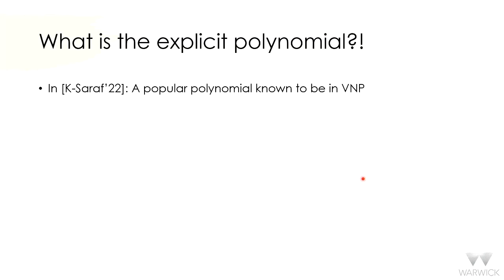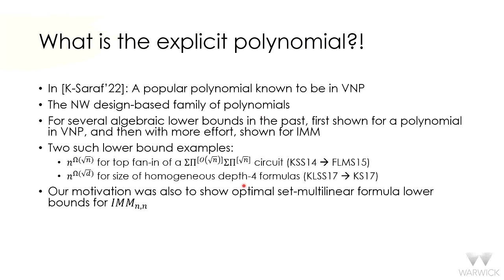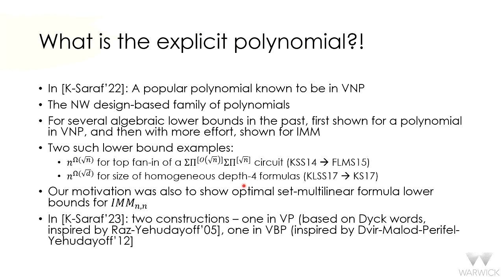Right, so in our first result, it's a popular polynomial in VNP. It's built from these Nisan-Wigderson design-based family of polynomials, which we've seen a bunch over the last few days. And okay, I'll skip this point. But then in our new result, the point is simply that we improved the complexity of this polynomial from something that was previously in VNP to now in VP, and also we give a construction in VBP.